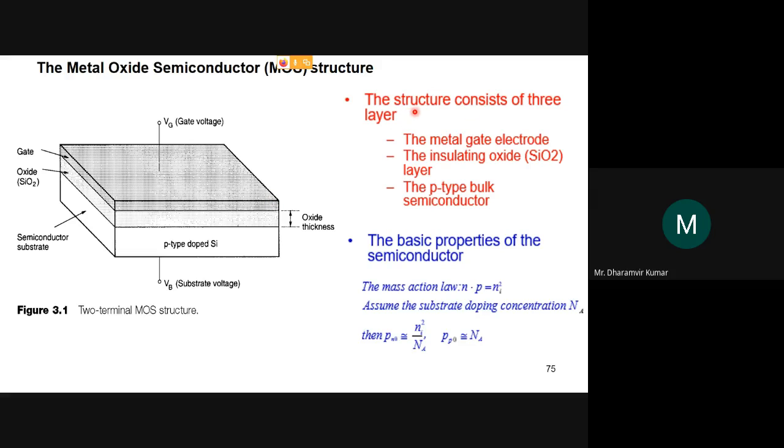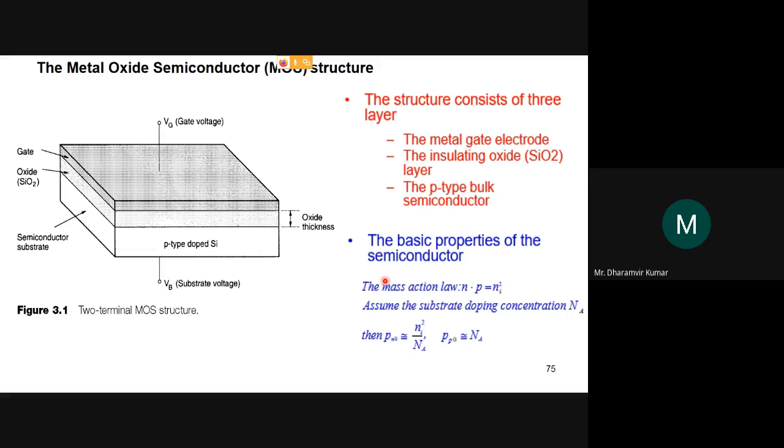So the structure consists of three layers. We know that there is the metal gate electrode, the insulating oxide layer in between, and the p-type bulk semiconductor. Remember, p-type will be taken for constructing an NMOSFET, and n-type will be taken for constructing a PMOSFET. The basic properties of semiconductors we have already seen in the subject basic electronics.